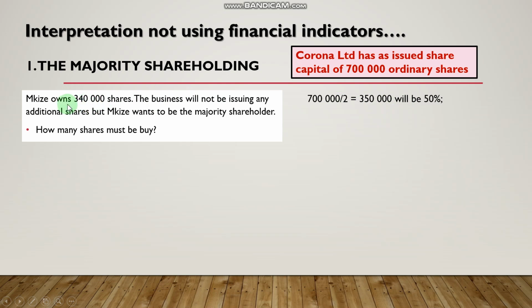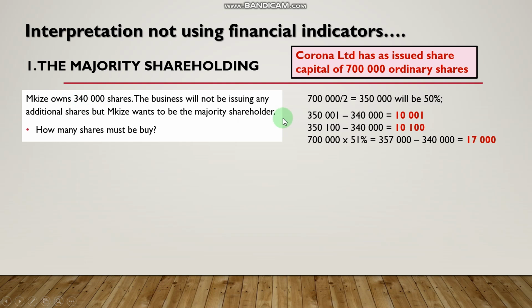But he doesn't have that. He has 340,000 shares. So he's got a few choices. He can buy 10,001 shares. That will take him just over 50% of the shares. He can't have 350,000. That will be equal to 50% of the shares. Or, because shares are not going to be sold in units of 1, he needs to buy 350,100 shares. 350,100 shares is what he needs to have, so he needs an extra 10,100 shares. So these are the possible answers.